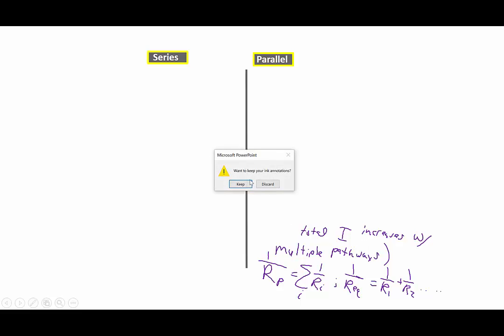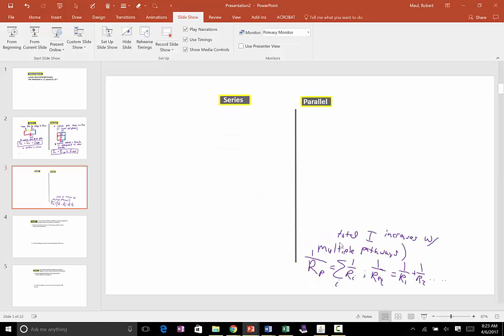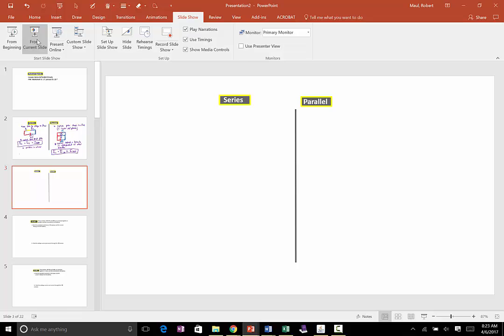Give me one second while I get rid of this old lecture note piece. Okay, so let's talk about the voltage then. Some things that we noticed with the voltage for series and parallel. In series, what happened to the voltage was the battery's voltage got split across the individual resistors.